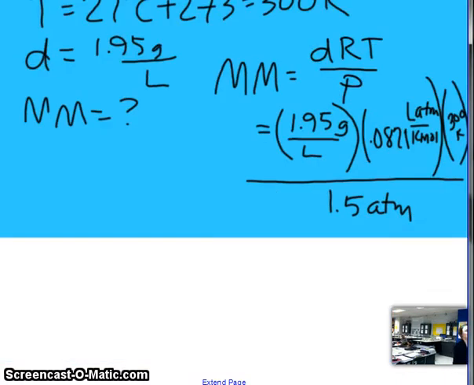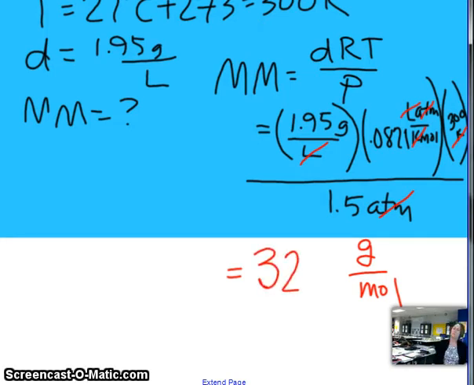So if you just look at the units here, you should recognize that the liters cancel out, the atmospheres cancel out, and the kelvins cancel out. So the units that are left are grams in the numerator and moles in the denominator, which is what you need to calculate molar mass. And so if you multiply by all the tops and divide by the bottoms, I think you get your molar mass of your gas to be 32.